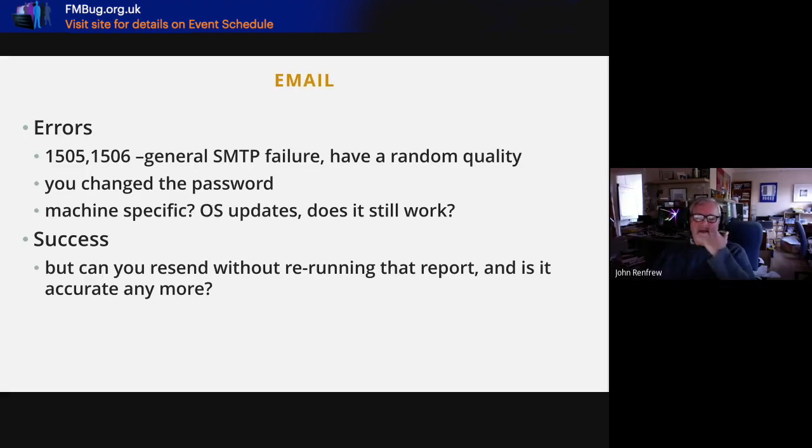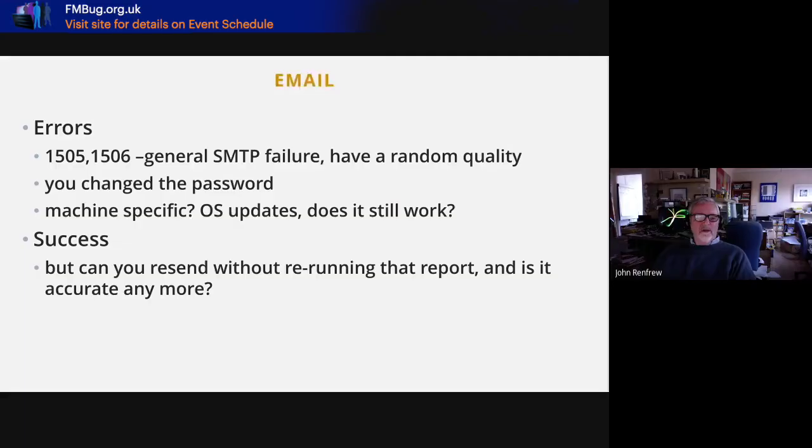Now, the kinds of things we might be looking at when we're doing email logging. Obviously, we want to capture errors, things like 1505, 1506 errors, some SMTP failure, some of which do appear to be quite random. IT changed the password and forgot to tell you as a developer. It might be machine specific. Somebody's got a brand new machine with a new OS, doesn't work quite as well. And it's not unknown for a company in Redmond to do things called updates that break systems. So we want to log some of those things that are errors.